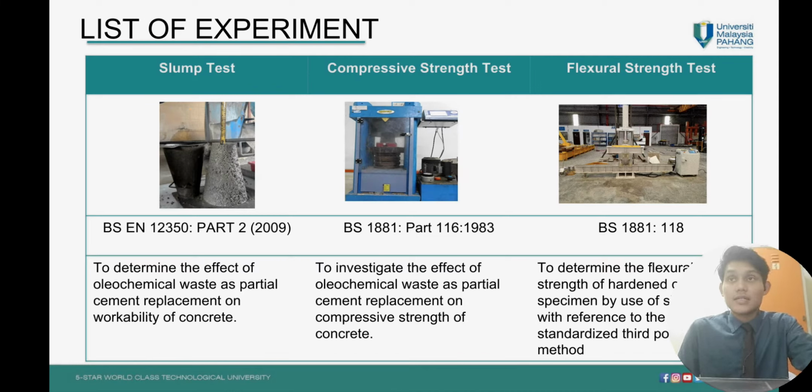So here is a list of experiments. First is the slump test, to determine the effect of oleochemical waste as a partial cement replacement on workability of concrete. Next, moving to the compressive strength test, which is to investigate the effect of oleochemical waste as partial cement replacement on compressive strength of concrete. Lastly, the flexural strength test, which is to determine the flexural strength of hardened concrete specimen by using a simple beam or prism with reference to the standard, the third point method.